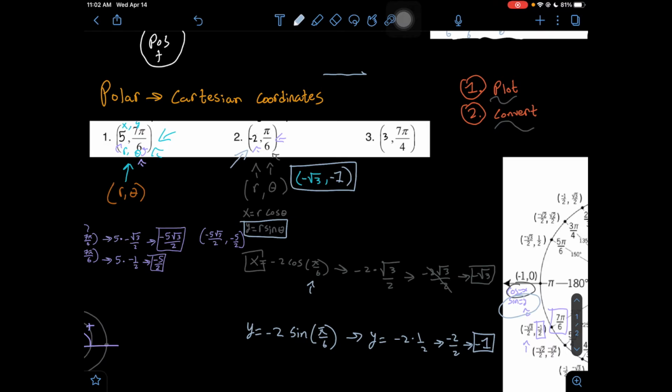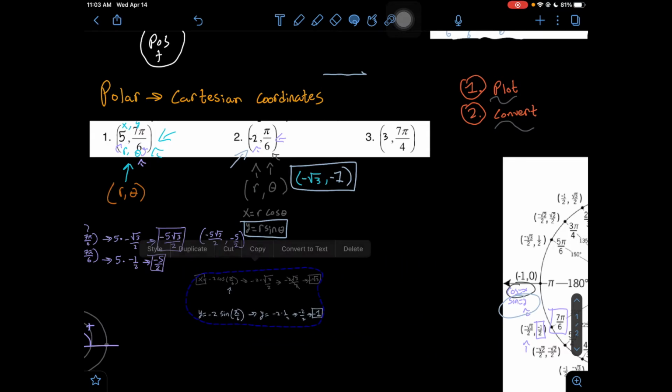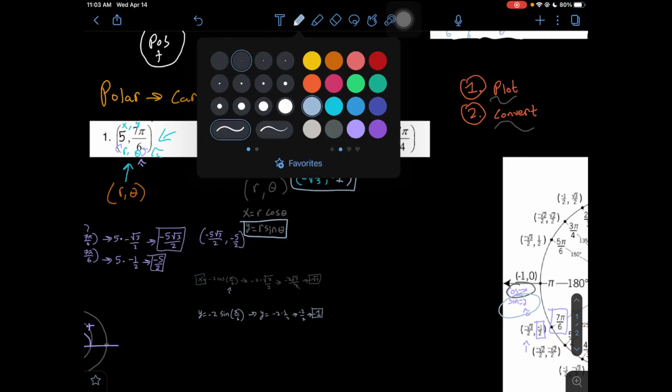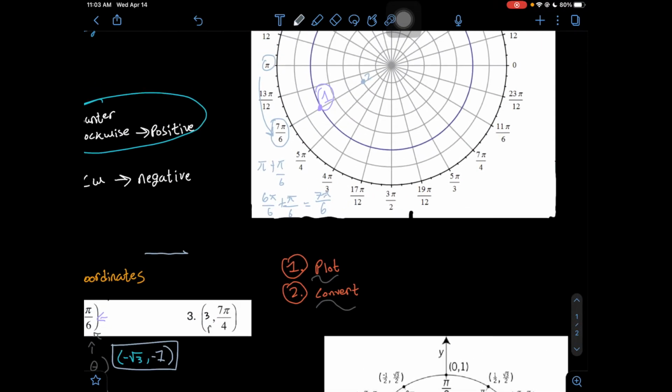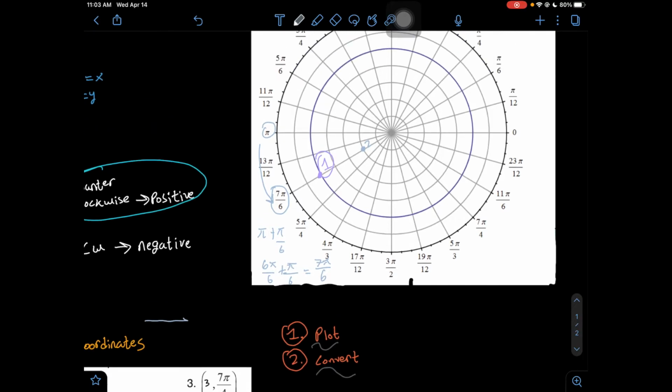Now let's go ahead and do problem number 3, which is 3 comma 7 pi over 4, and that is the polar coordinate. So we can graph that on the polar graph. We know our radius is 3, so we're going to go to the third circle. So let's find the third circle. That is 1, that's 1, that's 2, and that is 3. That's the third circle we have.